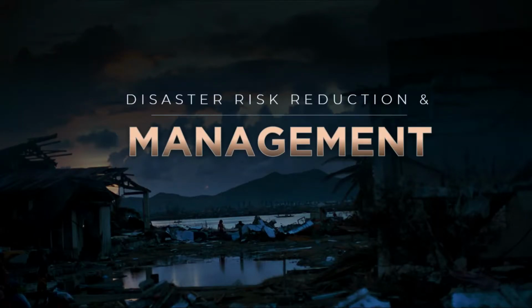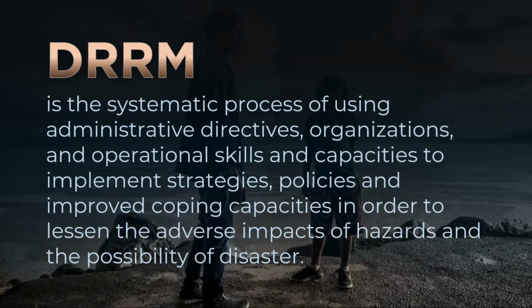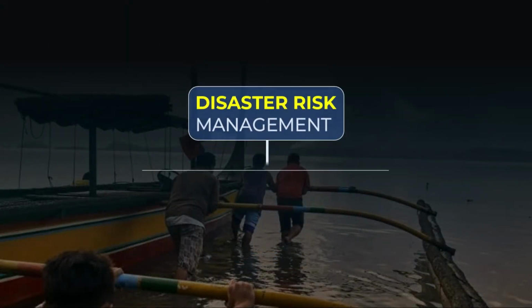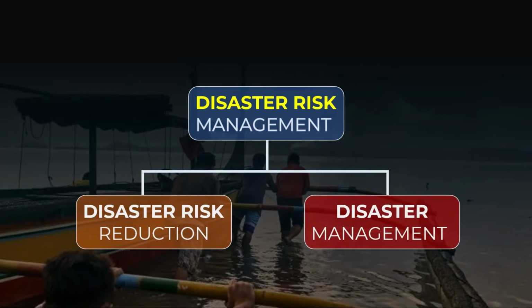Now we tackle the disaster risk reduction and management. Disaster risk reduction and management is defined as the systematic process of using administrative directives, organizations, and operational skills and capacities to implement strategies, policies, and improved coping capacities in order to lessen the adverse impacts of hazards and the possibility of disaster. In disaster risk management, there are two major components: the disaster risk reduction and disaster management.